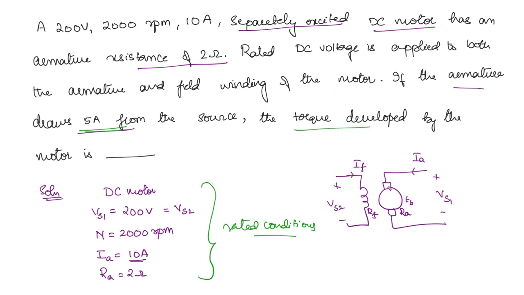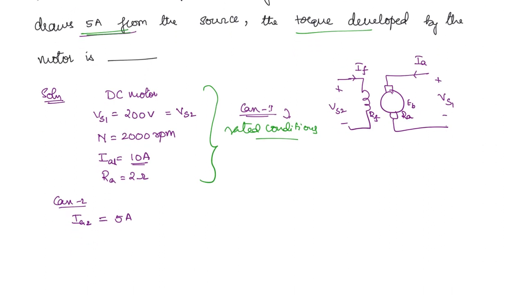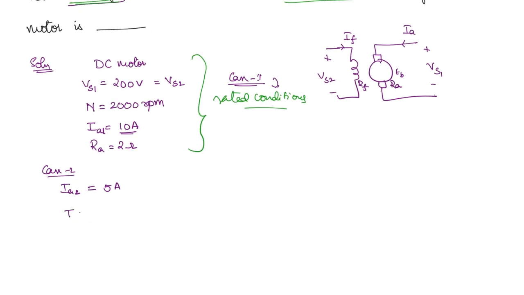So you can write down separately IA2. To differentiate, you will take this as IA1. IA2 is given as 5 amperes. You can take this as case 2 and this is case 1. Case 1 is the rated conditions. Now in this condition, what is the torque? This is the question. Now what is the expression for torque?